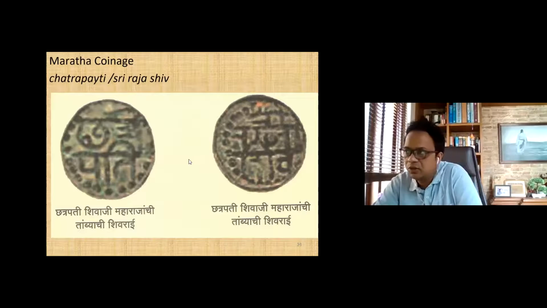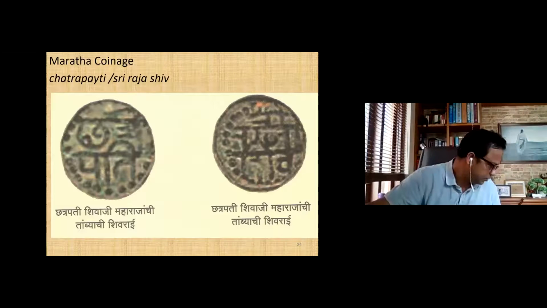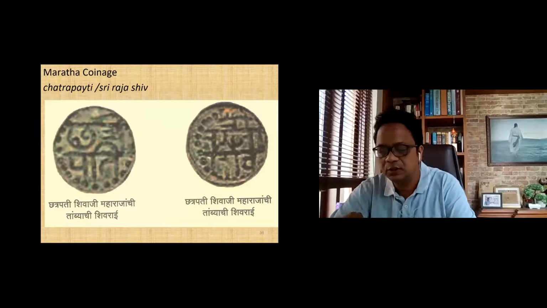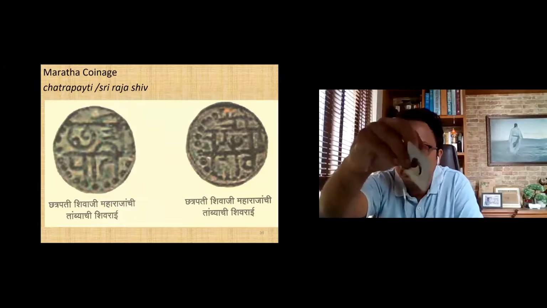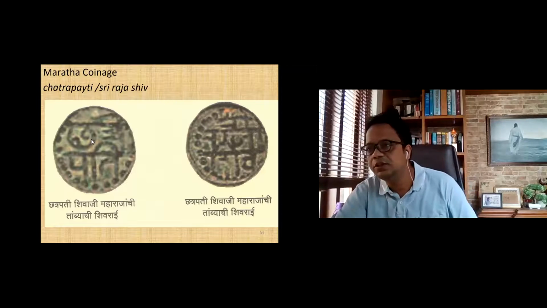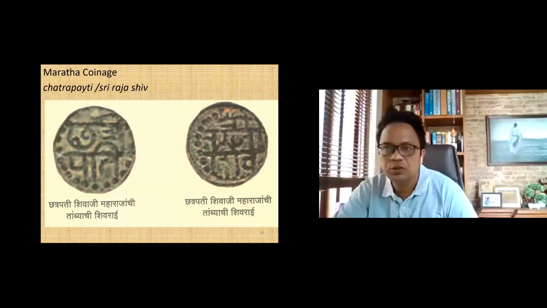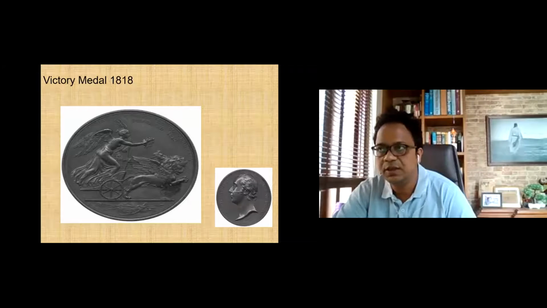Then we have the Maratha coinage of Chhatrapati Rajashiv. Right, so a typical coin that comes from that collection where you have Chhatrapati Sri Raja Shiv clearly written on the coins, right? So if you see the coin here, it is Chhatrapati Sri Raja Shiv. So while there are Persian coins that are getting issued in Maharashtra, you have a place from where you also have Devanagari legend coins that are getting issued.